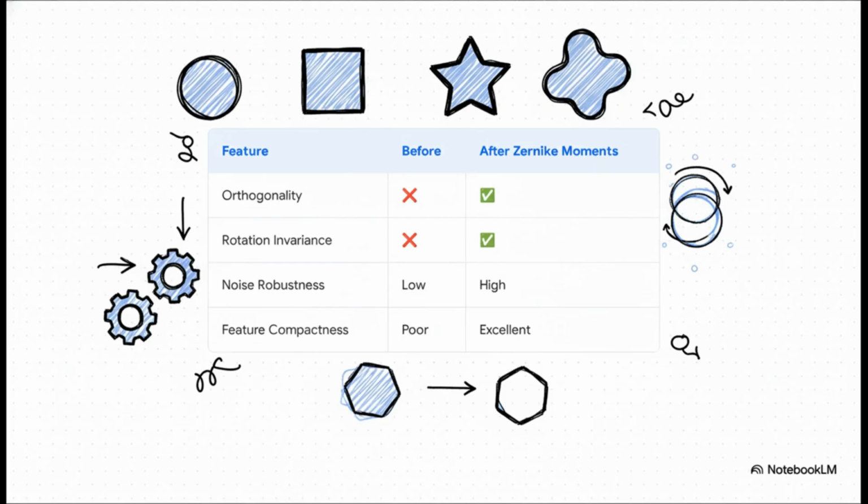Remember all those problems we talked about at the start? Zernike Moments solved every single one of them. They got rid of all that redundant data. They finally gave us true rotation invariants. They were way better at handling noise, and they were an incredibly efficient way to describe a shape. It was a complete and total game changer.